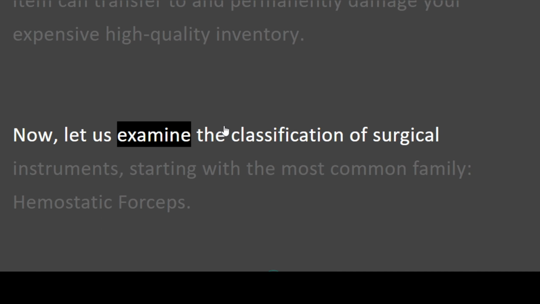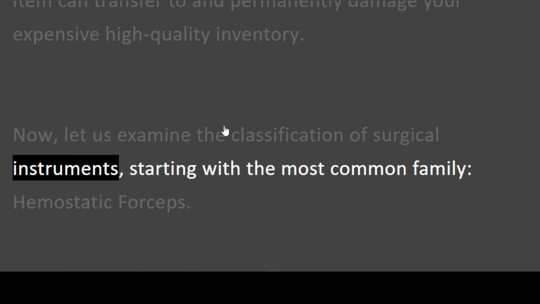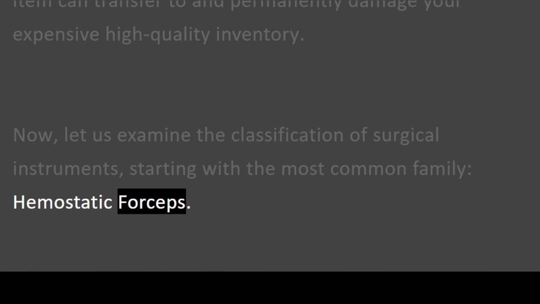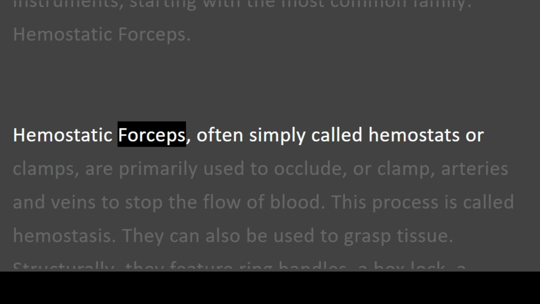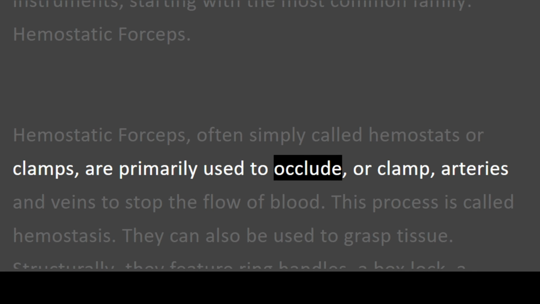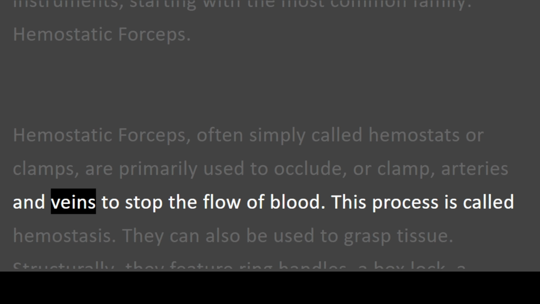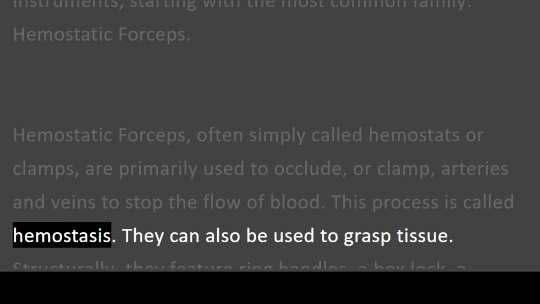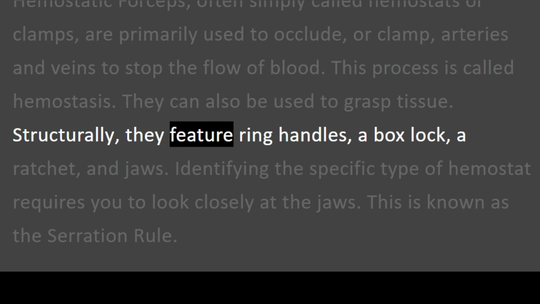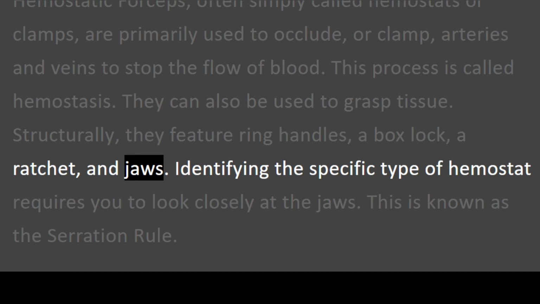Now, let us examine the classification of surgical instruments, starting with the most common family, hemostatic forceps. Hemostatic forceps, often simply called hemostats or clamps, are primarily used to occlude, or clamp, arteries and veins to stop the flow of blood. This process is called hemostasis. They can also be used to grasp tissue. Structurally, they feature ring handles, a box lock, a ratchet, and jaws.